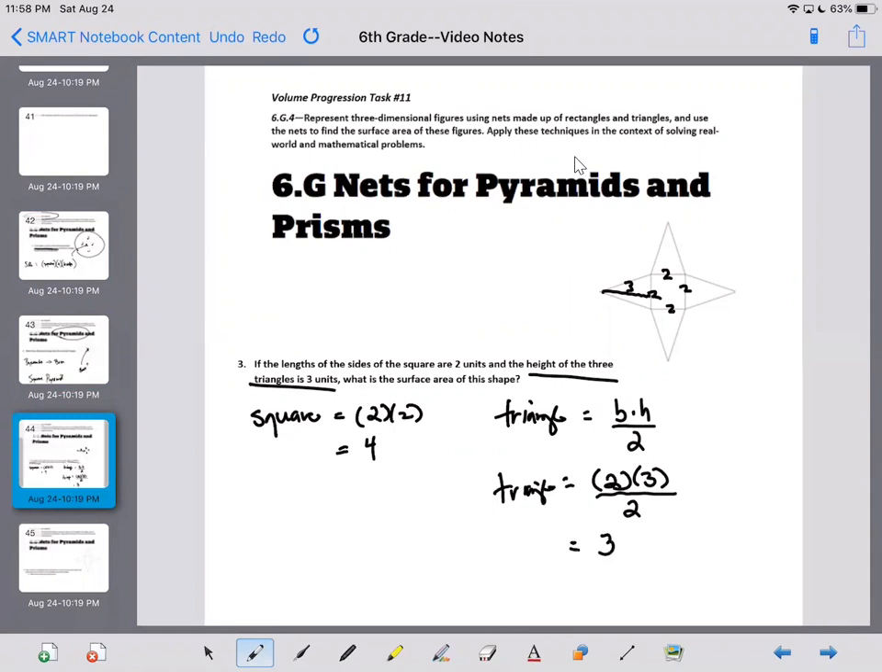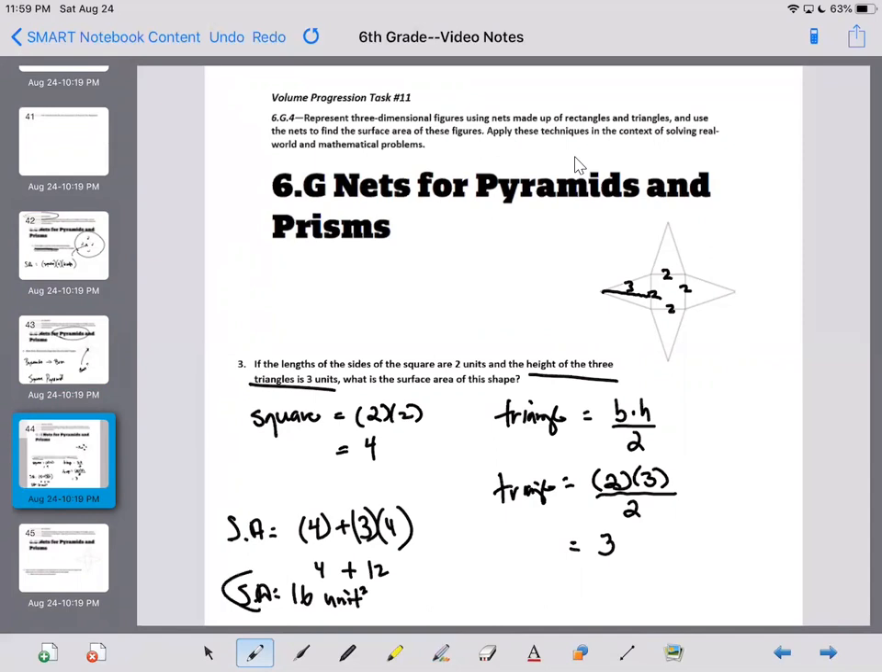square units. So what we have for the surface area is 4 square units plus 3 times 4, since 3 is the area and there's 4 of those triangles. So we've got 12 plus 4. Surface area should be 16 square units.